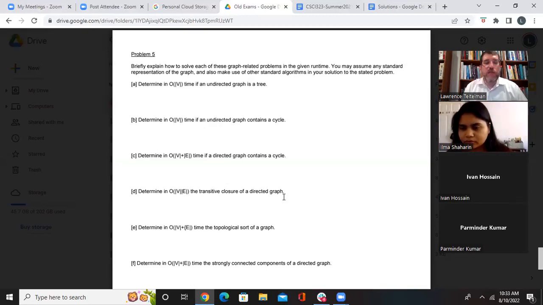Okay, question D. How do we get the transitive closure of a directed graph in VE? We have three ways we learned to get a transitive closure. Who remembers what they are?